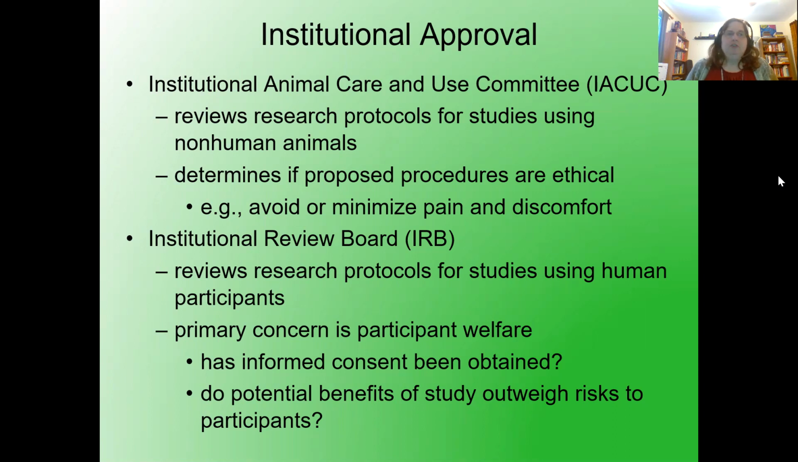So I know animal research is certainly a controversial topic, but remember we talked about animal rights versus animal welfare, and IACUC primarily deals with animal welfare, not animal rights. Okay. The Institutional Review Board, on the other hand, reviews research protocols for studying human participants. Primary concern is participant welfare. And so we want to know that the participants are being treated well, that informed consent has been obtained, and that the benefits of the study outweigh the risks to participants.